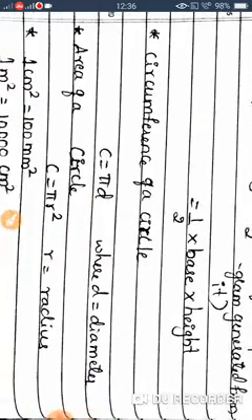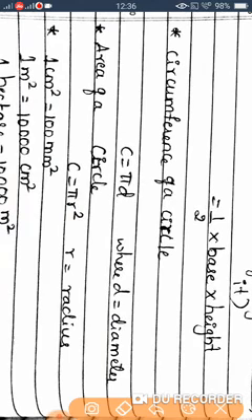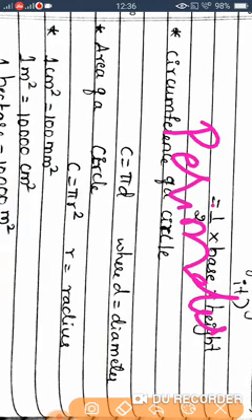Then circumference. Instead of perimeter as for a rectangle or a square, for the circle we use the circumference because it doesn't have sides.